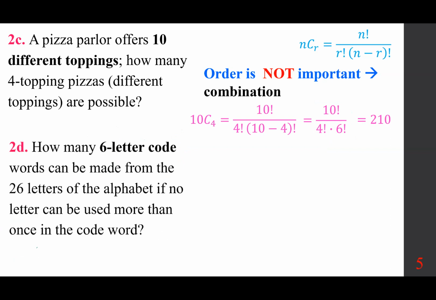Could somebody read this, please? How many 6-letter code words can be made from the 26 letters of the alphabet if no letter can be used more than once in a code word? Excellent. And because of the way it's given and because it's a code word, we use permutation since order is important. Order is important.